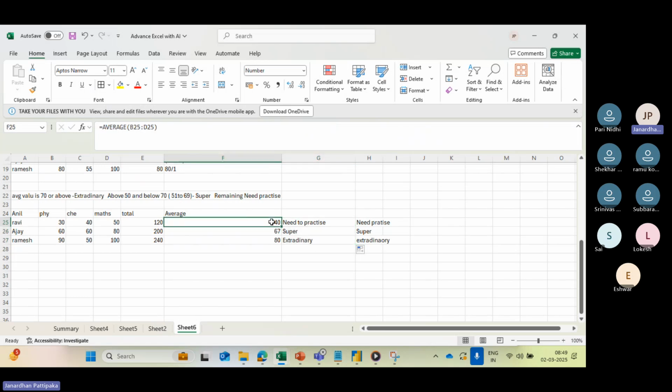Because its average is 40, it is less than 50. Here the formula falls on less than 50, that's why it got need practice. 67 got super. That means 67 is falling greater than 50 and less than 70, that means the 51 to 69 area, that's why it is coded as super. Extraordinary, why is it extraordinary? Its average is 80, that means it is greater than 70. It falls on extraordinary. So this is how you can use the ifs condition.